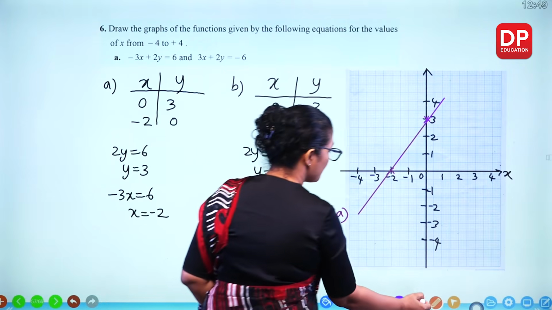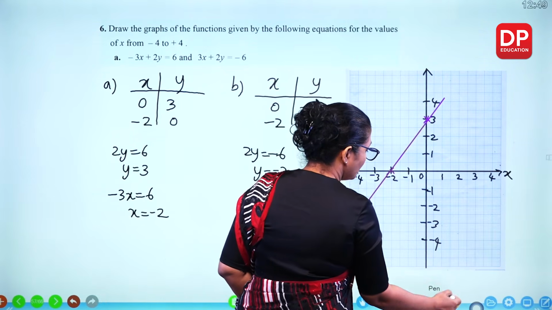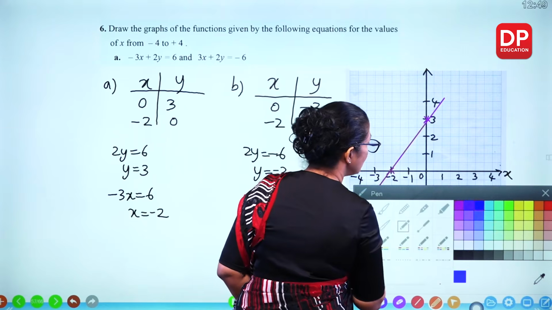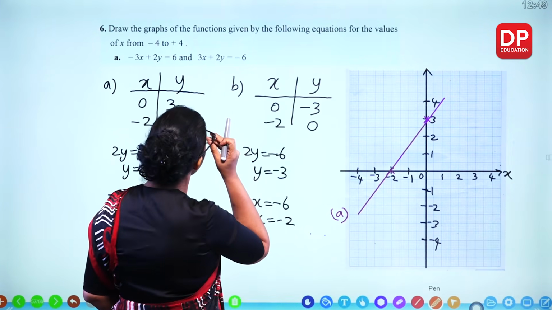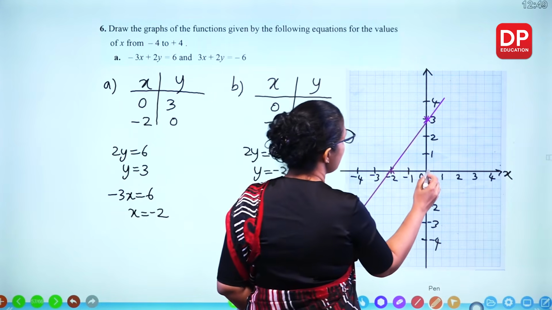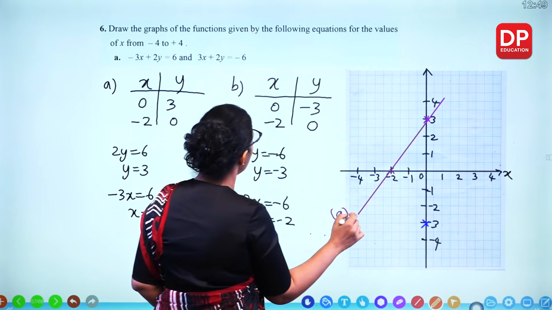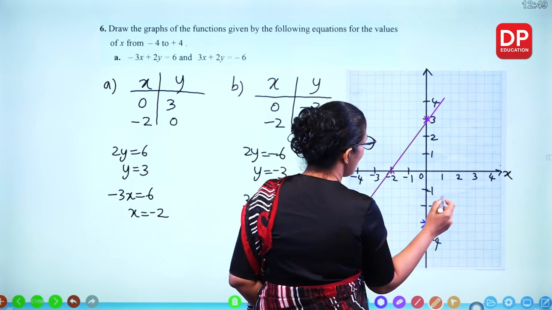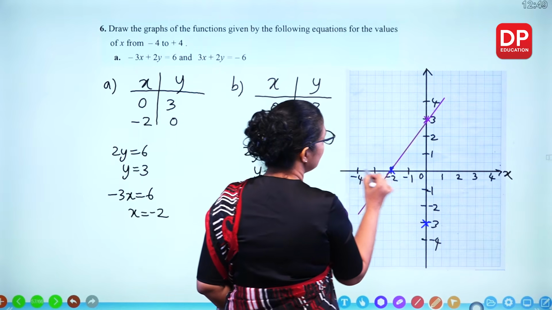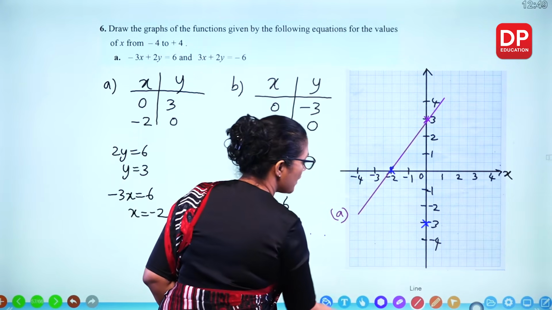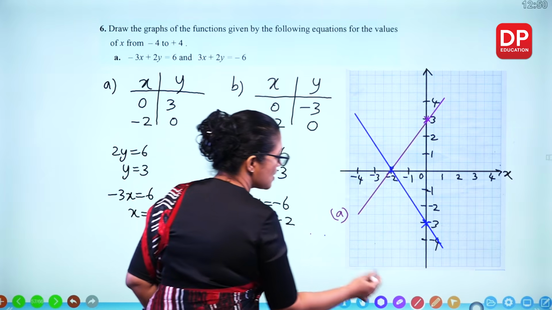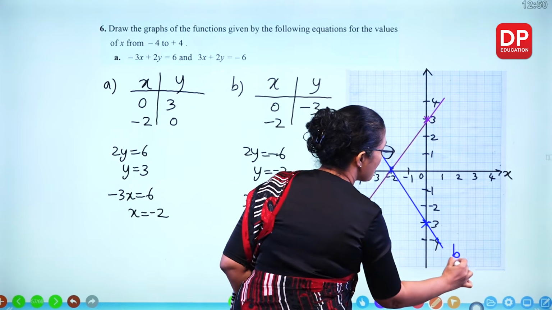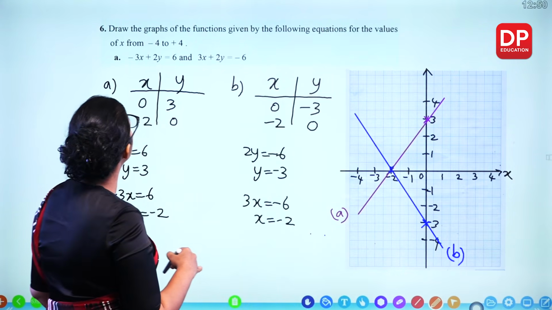Now the next one. First mark the points. 0, minus 3. Minus 2, 0. Draw the line. You get this line. So this is B. Second graph.